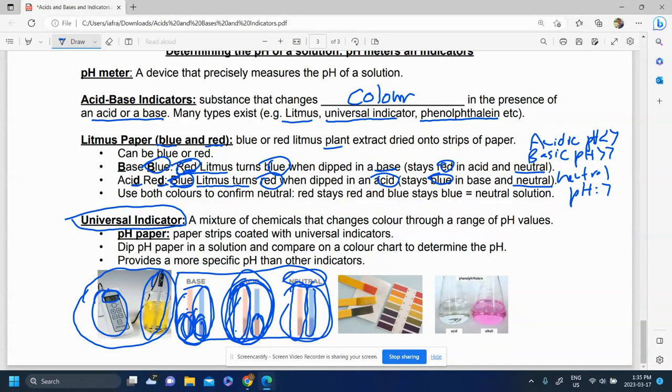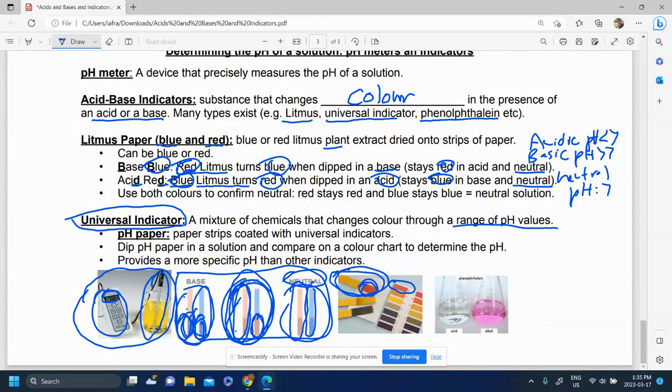And the universal indicator works in a similar way. You have a strip of paper, but instead of just having the litmus chemical on it, you have a mixture of chemicals on them that change a variety of colors at a range of pH values, not just pH less than 7, more than 7, or equal to 7. So what you do is you just dip your pH paper into your solution that you're trying to test, and then it'll change colors. You match that color to a color on a chart that will be given to you.